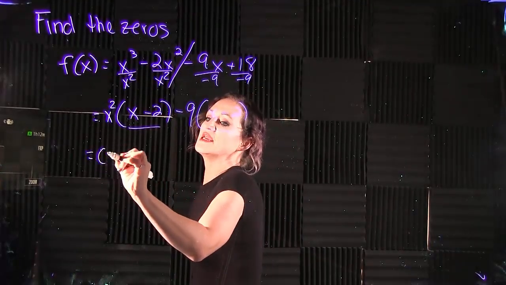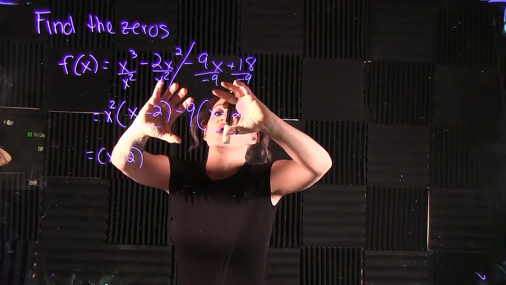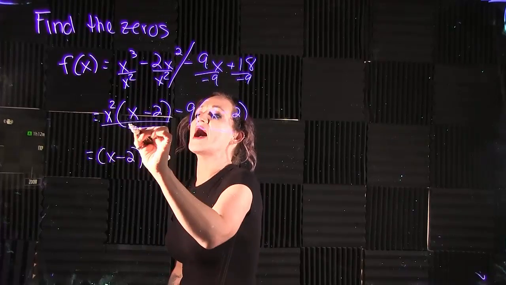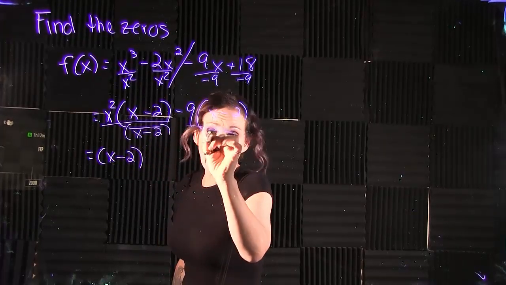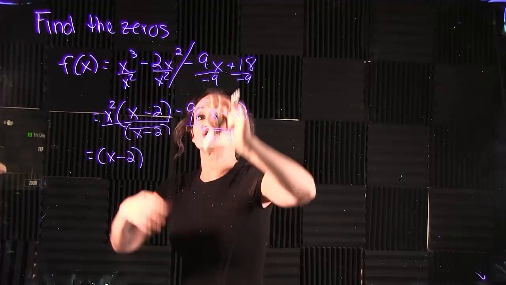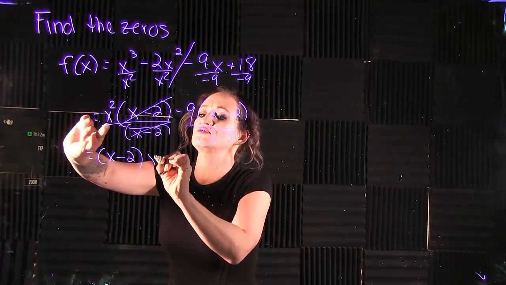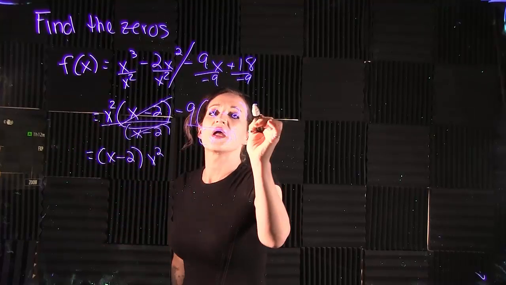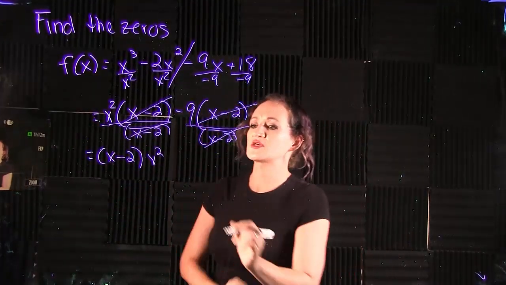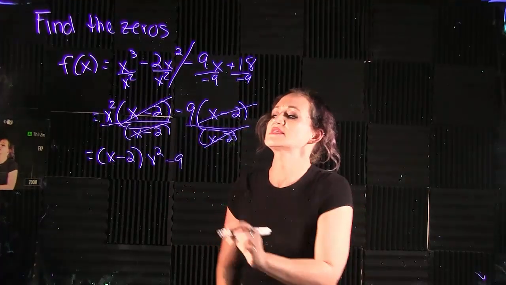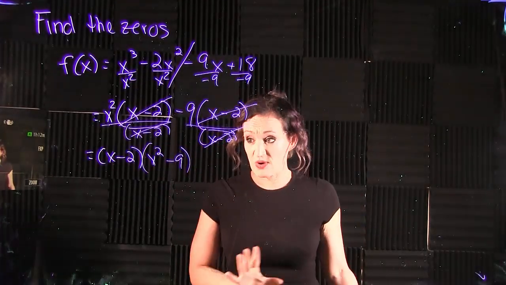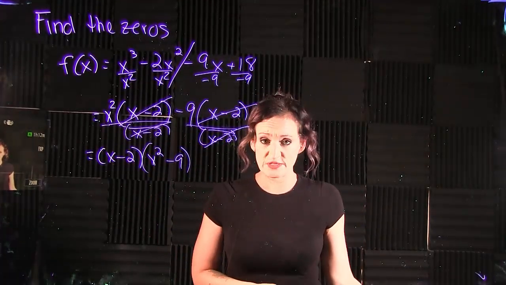Since they each have an x minus 2, we're going to pull this x minus 2 out to the front, divide it from our equation just like we did up here. X minus 2 cancels with x minus 2, so we drop down the x squared. X minus 2 cancels with x minus 2 here, and drop down the minus 9. Put parentheses around that, and that's the factoring portion for this problem.